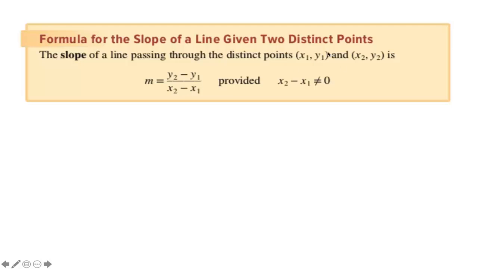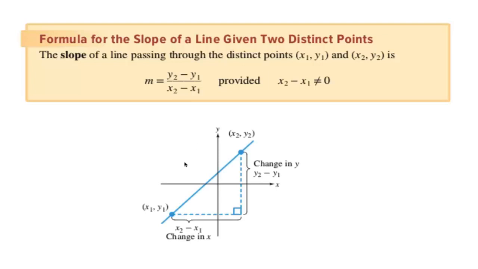And it doesn't matter which one you call (x1, y1) or (x2, y2). I can switch the order of the points as long as I'm consistent that I take one y and subtract the other, and then I must take that first x and subtract the other. If I do that consistently, then it doesn't matter the order. We have to make sure that the bottom is non-zero, because otherwise you can't divide by 0. We'll see that in a moment.